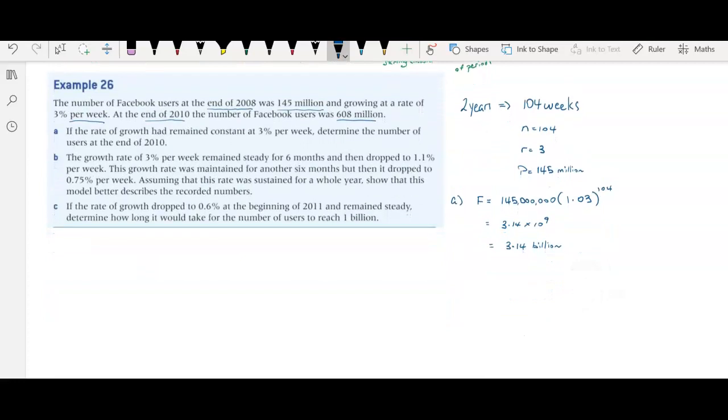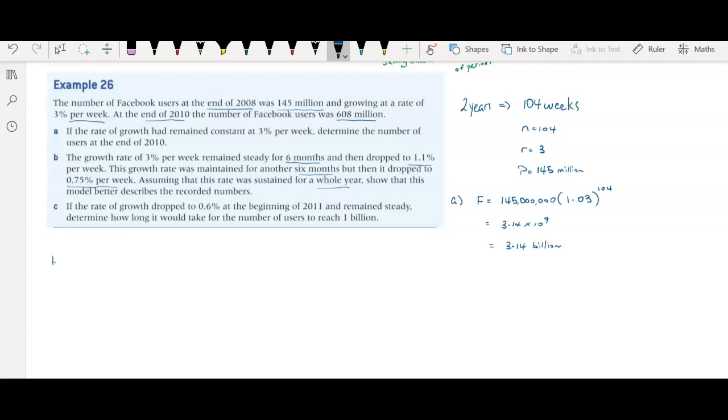The growth rate of 3% per week remained steady for 6 months. So this was actually the case. And then it dropped to 1.1% per week, and that was for another 6 months. Then it dropped to 0.75% per week. Assuming this rate was sustained for a whole year, show that this model better describes the record numbers. So I imagine that through this, we'll get closer to the 608 million.